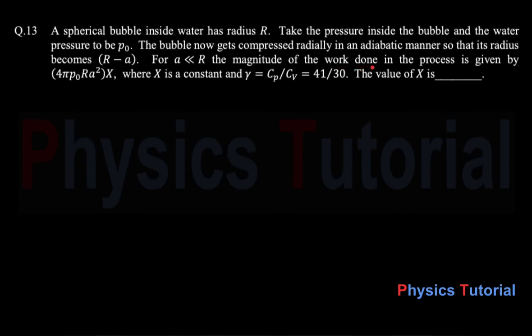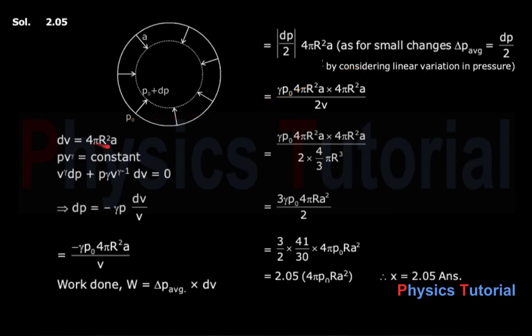So for delta P average, here you can use dP by 2, as pressure varies linearly over here. So for small changes, delta P average will be dP by 2, by considering the linear variation in the pressure. So let's go ahead. Here dV is equal to 4 pi r square a, and PV power gamma is equal to constant. So taking log and differentiating, we get V power gamma dP plus P gamma V power gamma minus 1 dV equal to 0. In this way we can find dP is equal to minus gamma P dV by V, so minus gamma P naught 4 pi r square a upon V.